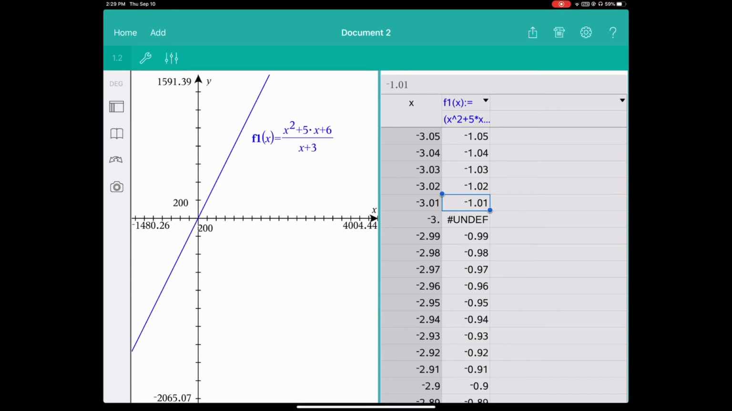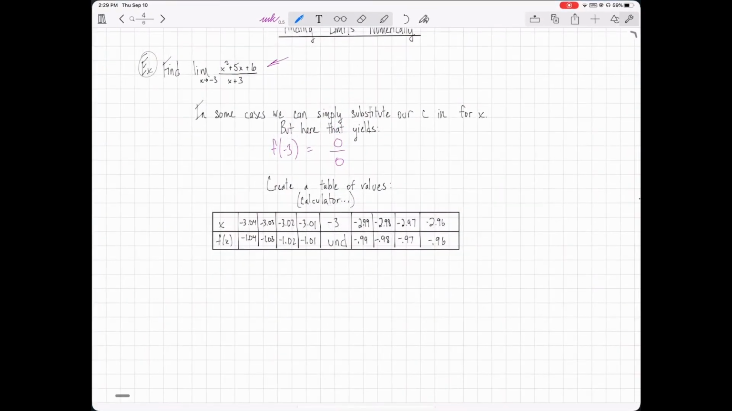So this one on the left-hand limit is really consistent. It's going -1.05, -1.04, -1.03, and so on. And so it looks like it's heading towards -1. On the right side of this, it looks like it's heading towards -1 as well. So we would say that that limit exists, and the limit is in fact -1. So if I fill those values in, this is just taken from the calculator. You could also manually enter these values into a calculator if you don't know how to use the table function, but that's a lot slower.